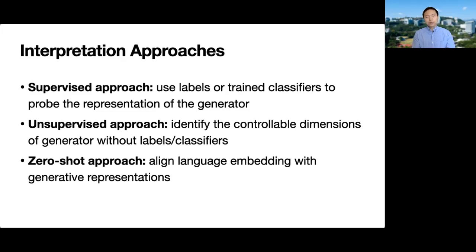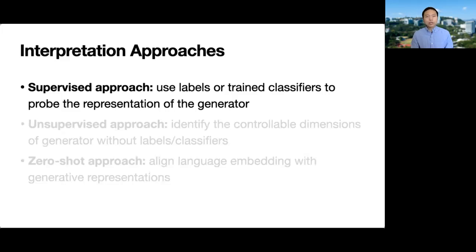The third approach is more recent work that tries to align some language embedding with generative representations. Therefore, they can do zero-shot interpretation without using any labels, because right now the language embedding already aligns with this generative representation. Then given any words or sentence, it can generate the image.